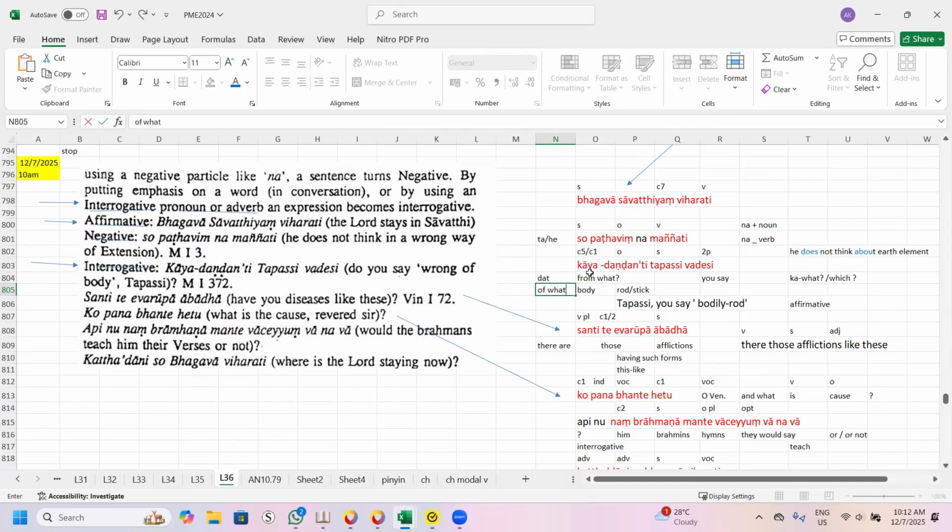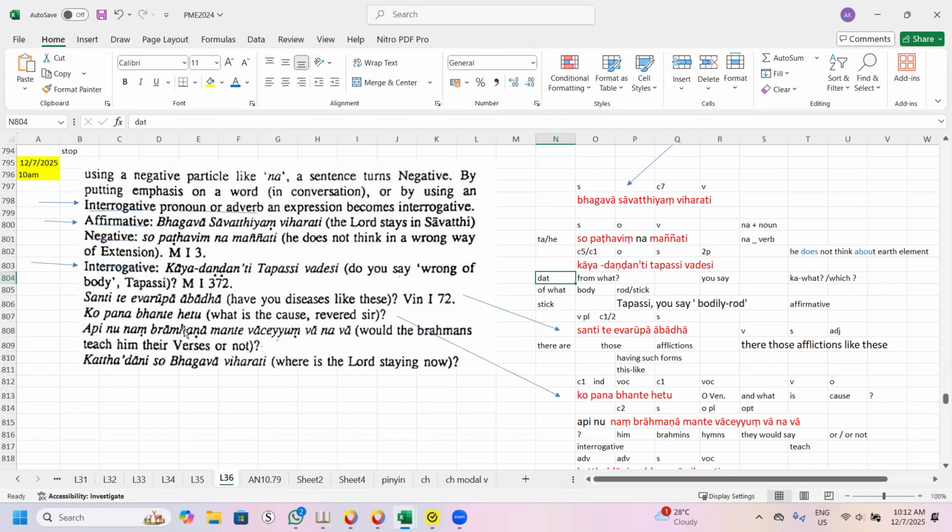I don't think this is the kaya body itself. I think it's of what stick, because the sutta is talking about the three dandas, the three types of stick: the bodily stick, the verbal stick, and the mental stick. So this is not the kaya, this is ka. So this should be a ka.